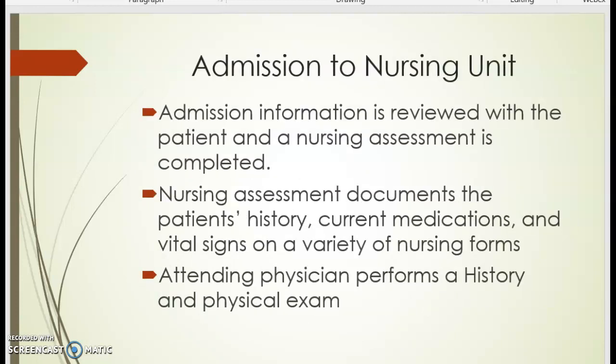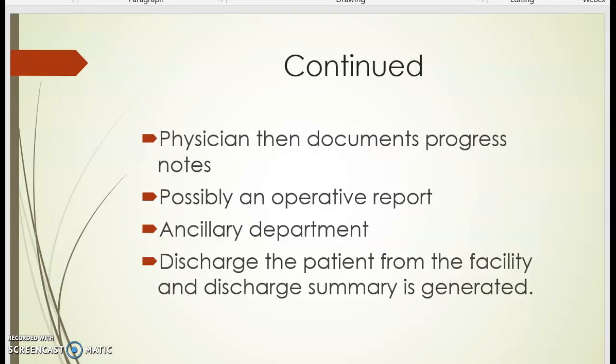Now we're done with admission and we're going to the nursing unit. So admission information is reviewed with the patient and a nursing assessment is completed. At this point, your assessment documents your history, any current medications, and the vital signs, and these all come on a variety of different nursing forms. And then your attending physician, whoever is the physician admitting you, performs a history and physical examination. The physician then will document different progress notes as you're there. If you have surgery, an operative report will go into your chart.